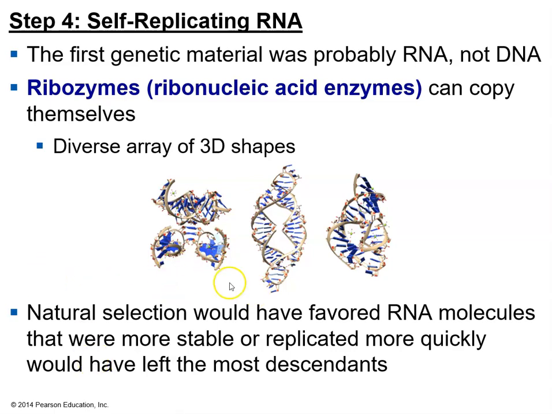And as you can see here, RNA comes in a diverse assortment of three-dimensional shapes. And the shapes that would be more easily replicable would be the ones that would be more favored in the descendant RNA molecules that would ultimately be the early hereditary information of the first cell.